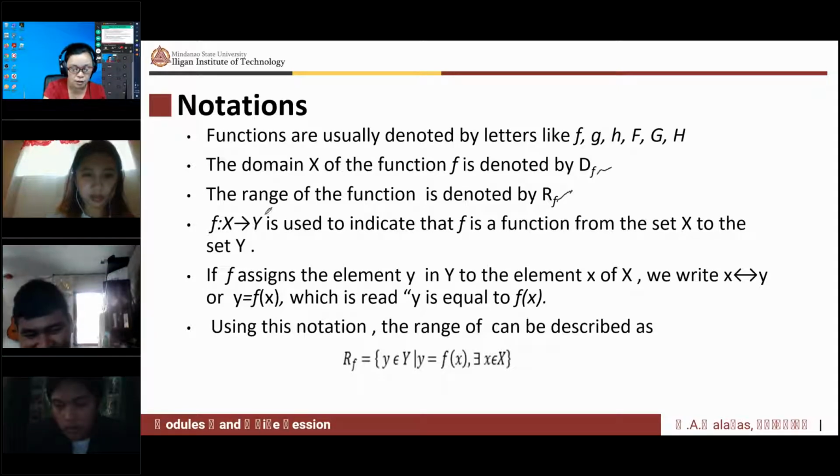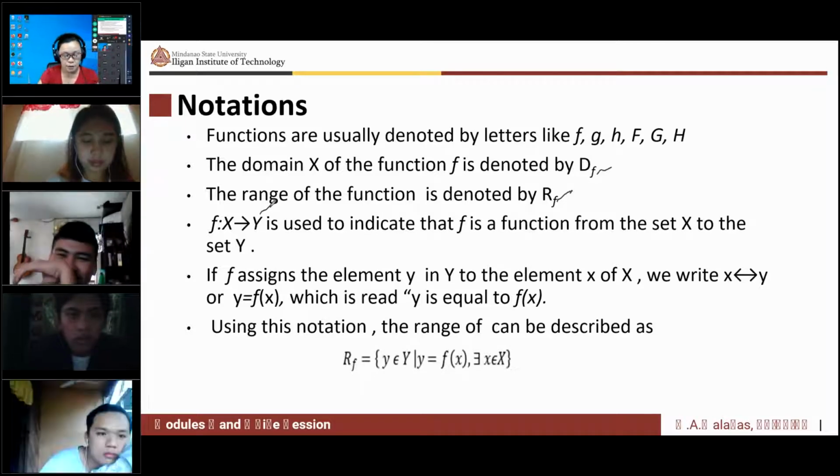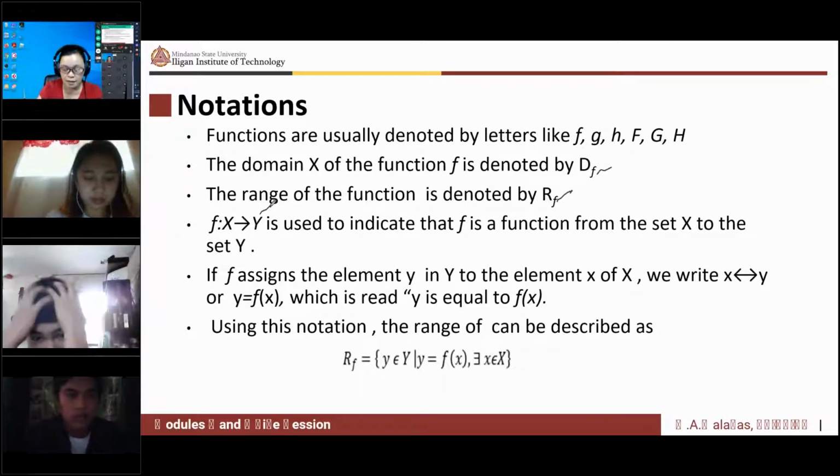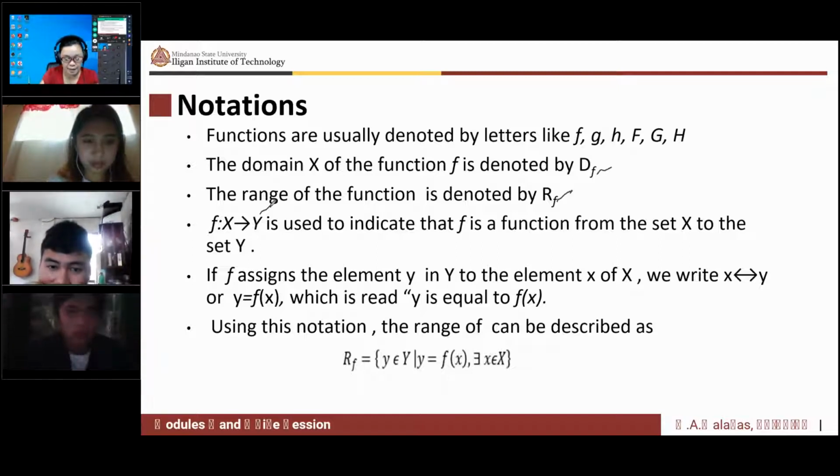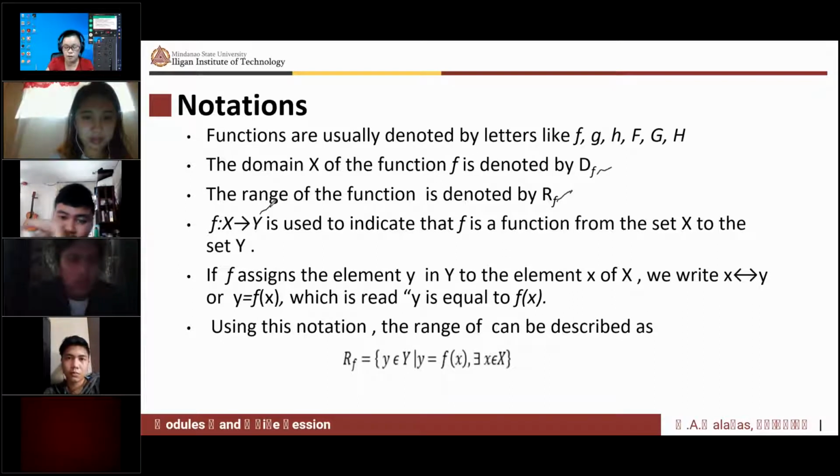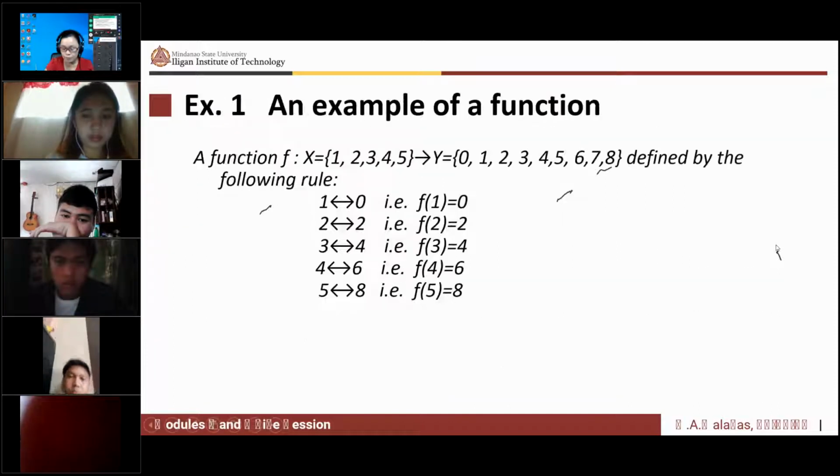Now, this notation, if you see this, refers to the function from x to y. So it is read as f is a function from the set x to the set y. If f assigns the element y in Y to the element x of X, we write, actually some authors use this notation.